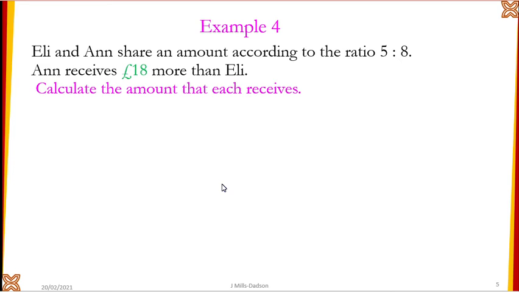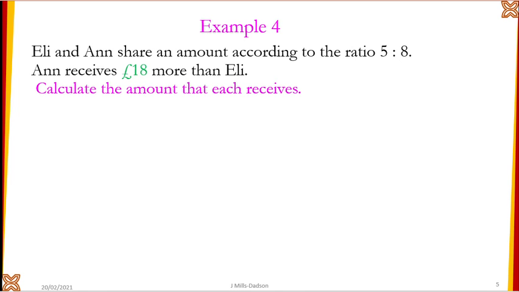Here, Ellie and Anne share an amount according to the ratio 5:8. Anne receives 18 pounds more than Ellie. Calculate the amount that each receives. Here, this one is not the ratio sharing that we normally do. So you remember, though the ratio is given to you, this amount is not even the whole amount that Anne receives. It's only a portion.